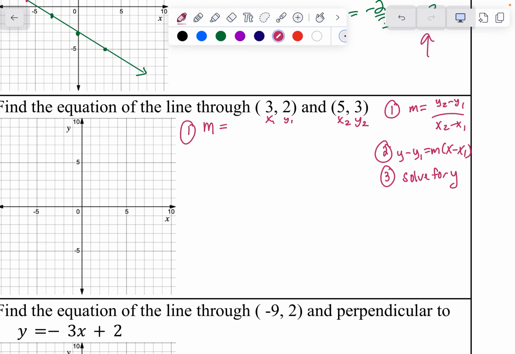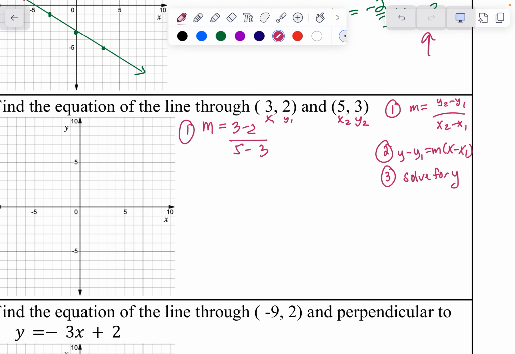Okay, let's plop into there. So it's 3 minus 2 over 5 minus 3. You can kind of tell 5 and 3 is this point. 3 and 2 is that point, so it's just a good way to kind of check your work. You get 1 on the top, 2 on the bottom. Our slope is 1/2. Okay, so that's always your first step. If you don't know the slope, it is your job to find the slope.